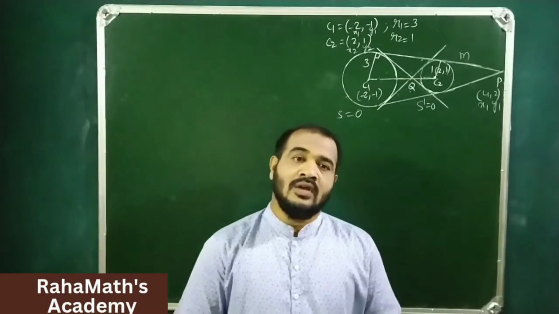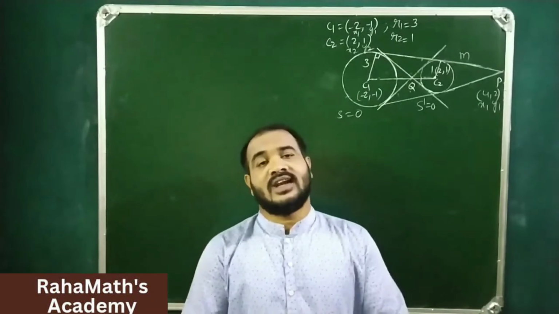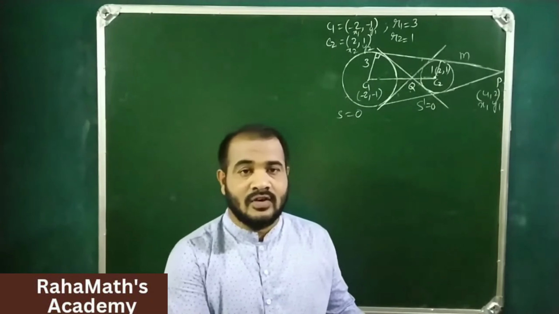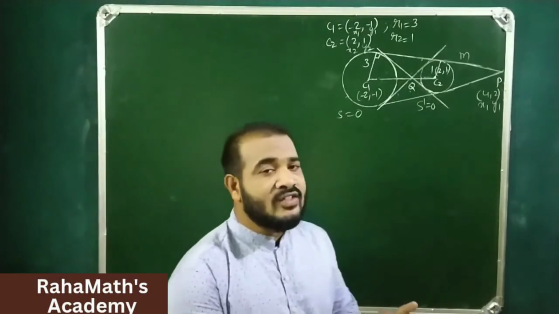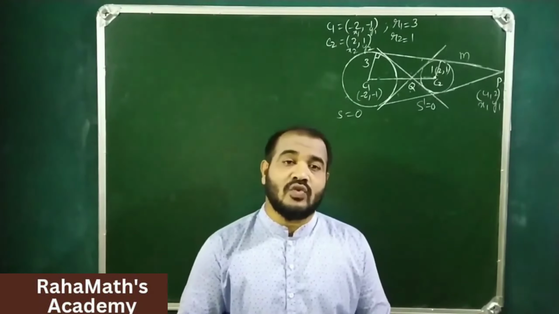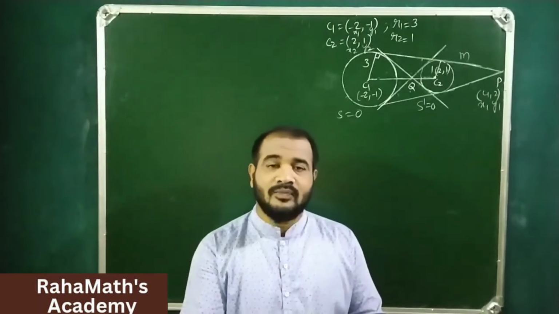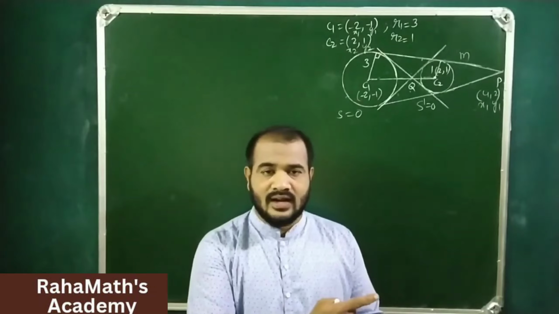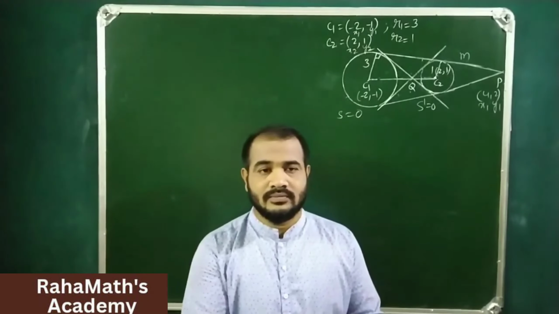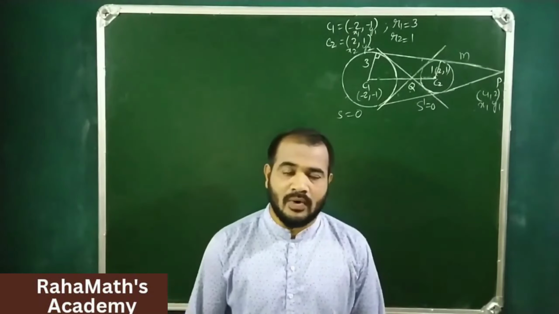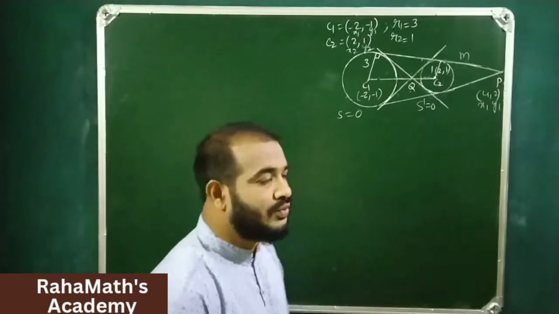That means direct common tangents as well as transverse common tangents. So far we have found out the direct common tangents. Now transverse common tangents. The point of intersection of the transverse common tangents is the internal center of similitude. So transverse common tangents are passing through the internal center of similitude.